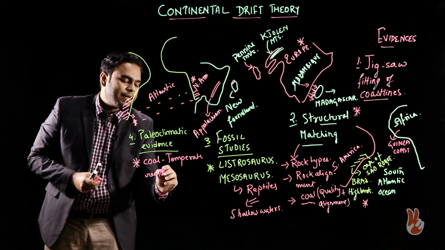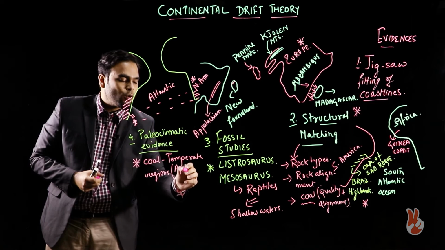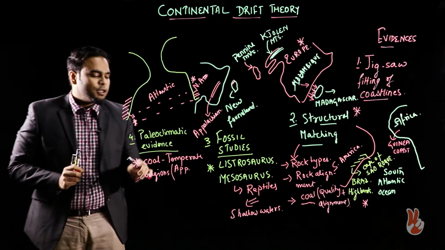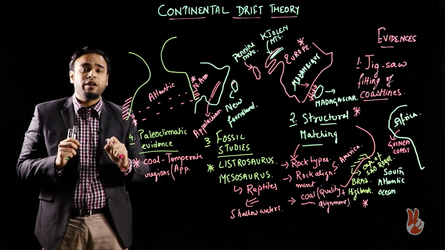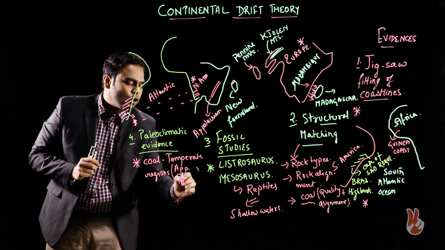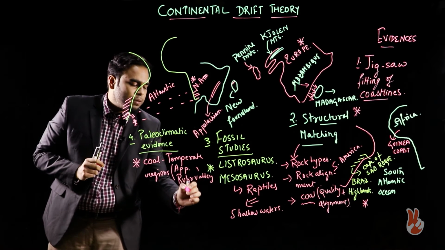Now what do I mean by temperate regions? It includes America, that is the Appalachians where the coal is found, and this was told where? In the example of structural matching. So this coal, or the best quality coal in this whole world, is found in your temperate regions, that is your Appalachians, and it is also found in your Ruhr Valley, which is in Germany.